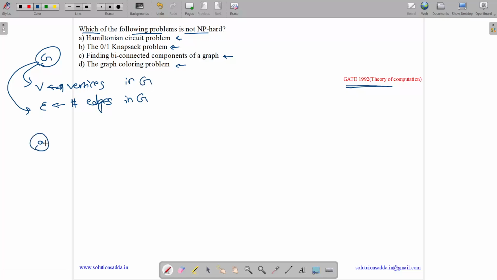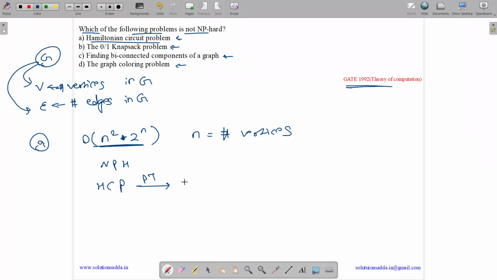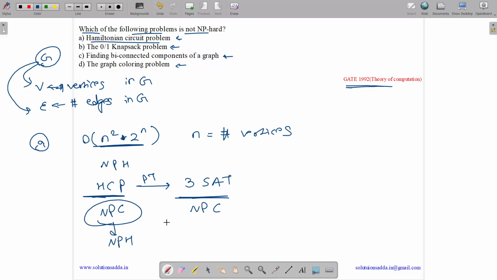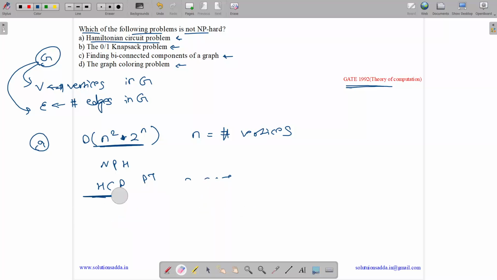Now, what's the first problem? It's the Hamiltonian circuit problem. The time complexity for the Hamiltonian circuit problem is n squared into 2 to the power n, where n is the number of vertices. And hence you can see it's not polynomial, it's an NP-hard problem. Even the Hamiltonian circuit problem can be polynomially time reduced to the 3-satisfiability problem. And as we know that the 3-satisfiability problem is NP-complete, therefore the Hamiltonian circuit problem is also NP-complete. And as it is NP-complete, it is also NP-hard. Thus the first problem is NP-hard.